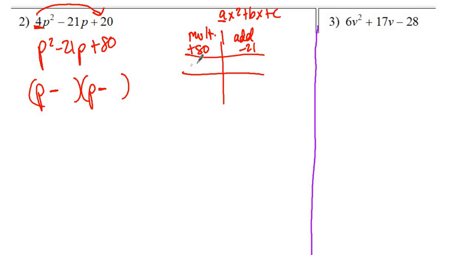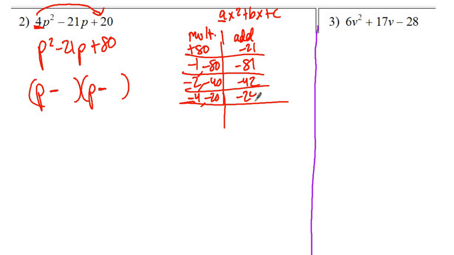And let's start with negative 1 times negative 80. That adds to negative 81. Negative 2 times negative 40 adds to negative 42. 3 doesn't go into 80, 4 does. It's 4 times 20, and when we add those we get negative 24. Next ones would be negative 5 times negative 16, and those are the ones that add to negative 21. So we'll put those numbers here.